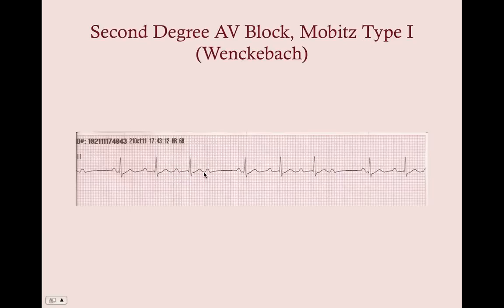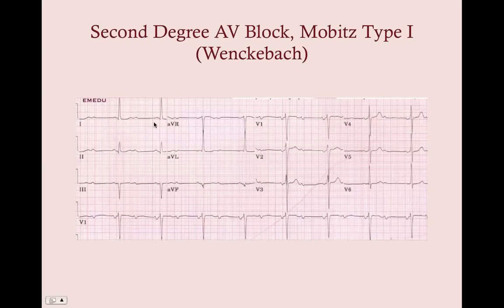And now here, after the T wave, you have a P wave and no corresponding QRS complex. So you've dropped a beat. And that is a second degree AV block, otherwise known as Mobitz type 1. There are two different kinds of second degree AV blocks. The Mobitz type 1 is the progressively elongating PR interval.